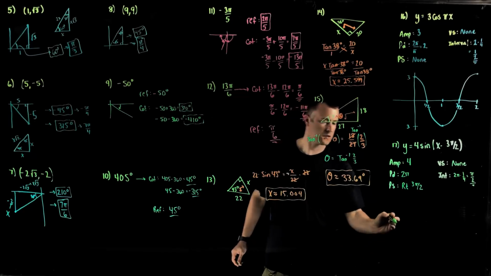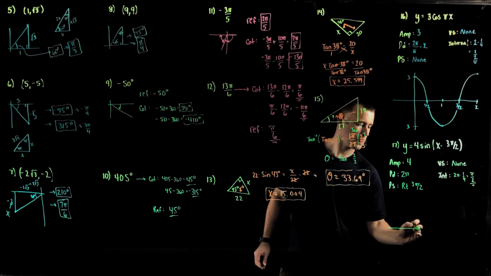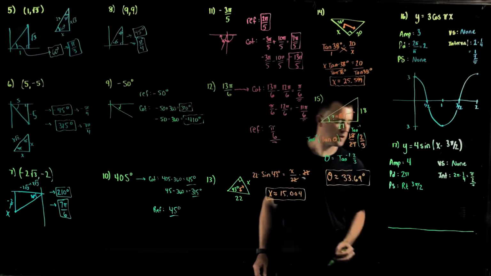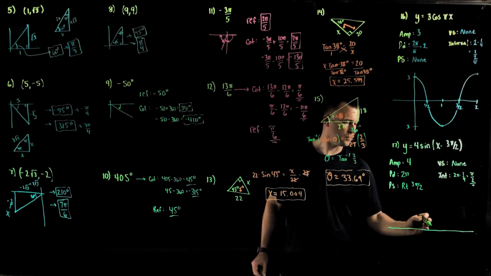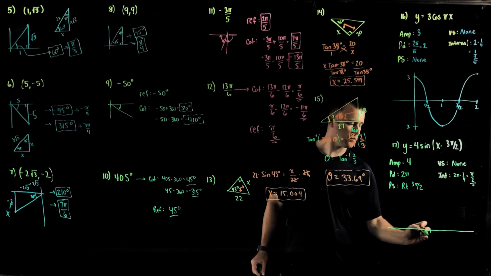So this graph, start with your x-axis. So my first point, again, I always start at the phase shift, this 3 pi over 2. So I'm going to start here in the middle. I'll call that point 3 pi over 2.